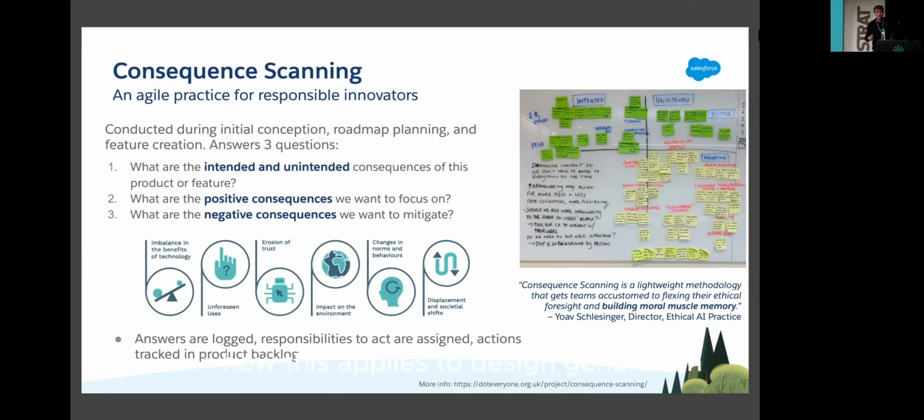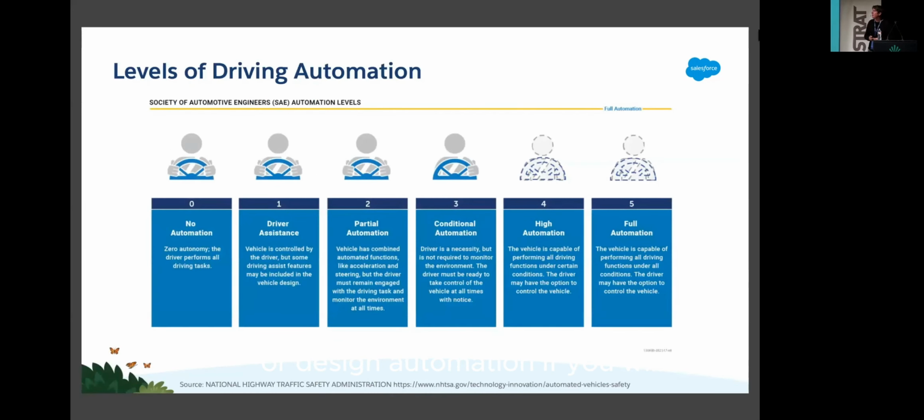How this applies to design generation or design automation, if you will, I want to draw a little metaphor to the levels of driving automation. I think everybody is aware that there are more and more self-driving cars out there, but they are not all here just yet, right? So you could say that the bigger companies are between 2 and 3.